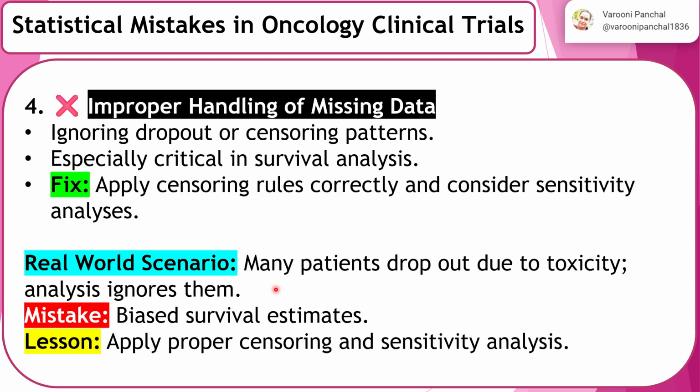Now say, for example, there are many patients who drop out due to toxicity and the analysis ignores them. So in statistical analysis, you are not including the dropouts and you're not including the censoring patterns, which is 0 and 1, which is required when you do the survival analysis. So the mistake here is you are producing biased survival estimates. That means you are including only censoring values and not the uncensoring values, so the data is biased. So the lesson here is you need to apply proper censoring and sensitivity analysis.